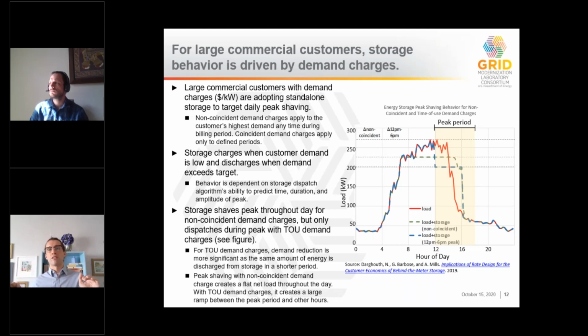So for non-coincident demand charges, storage dispatches throughout the entire time of high building demand, causing a uniform peak shaving. However, with the time of use demand charges, which is that peak period range you see, storage only dispatches during the peak period. Since the storage system has a fixed amount of energy, the discharge during the peak is much deeper than with the non-coincident demand charges. But because storage waits to discharge until the peak, a large ramp occurs between the peak period and all other hours. So both of these structures have net load impacts that could be desired by utility, but their impacts certainly are not the same. So let's go to the next slide to summarize storage.